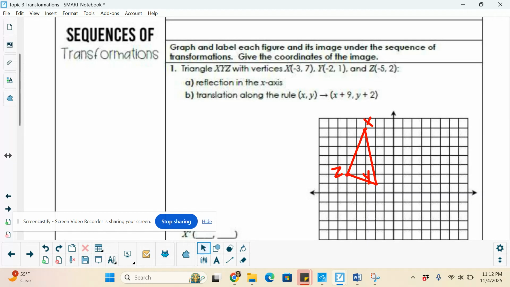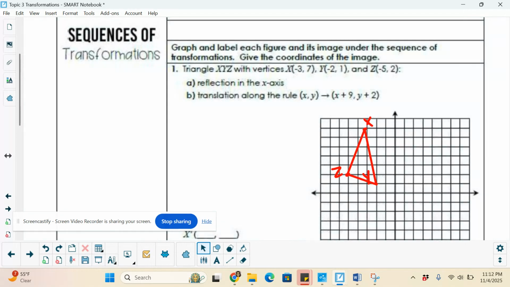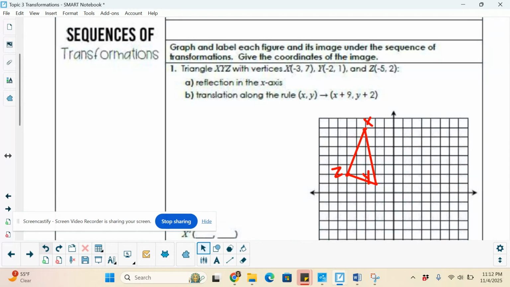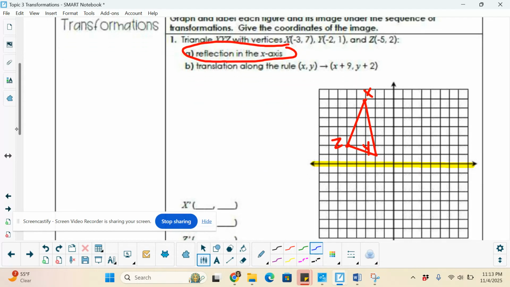Our first thing is that we're going to reflect across the x-axis. So I highly suggest you get a highlighter, a pen, or a marker of a different color, and put in your line of reflection. This time it is the x-axis, so that's this line right here. And we remember from yesterday that when we do a reflection, we count the distance from each point and go on the opposite side of the line of reflection.